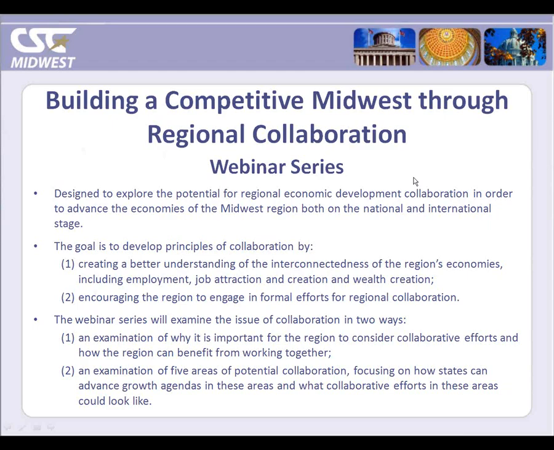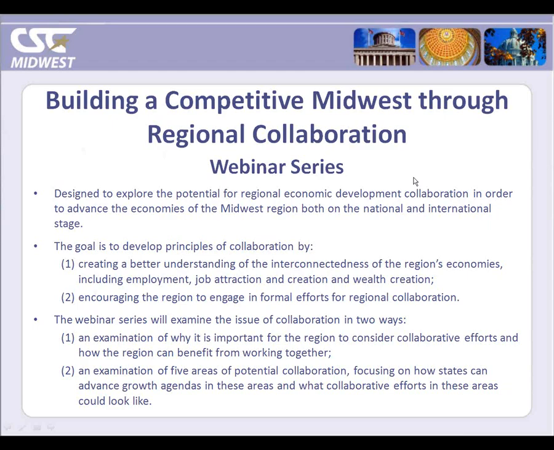The goals that we have discussed as a working group in regards to developing some principles of collaboration. The first one was how we can create a better understanding of how our region is interconnected and how our region's economies are interconnected, from job creation to tax incentives to job attraction, employment, workforce development, a host of areas that we know we are interconnected, and we just need to start, I think, a more frank and honest dialogue about that.